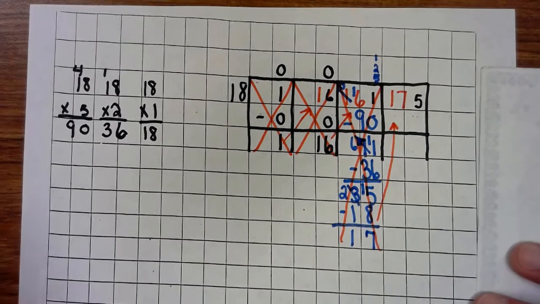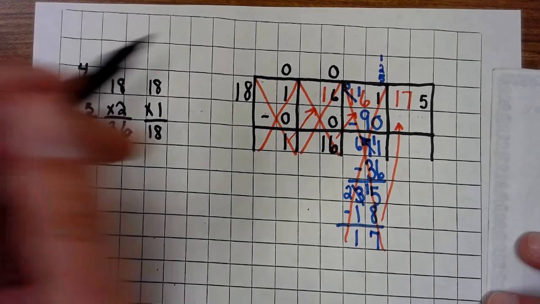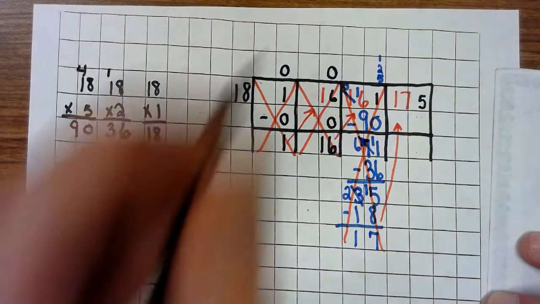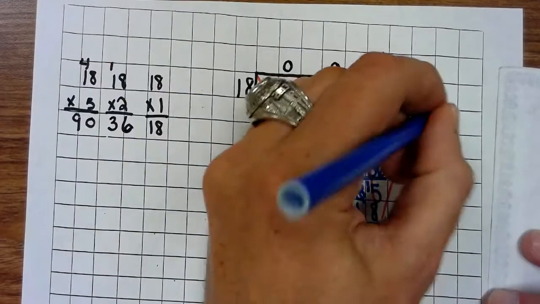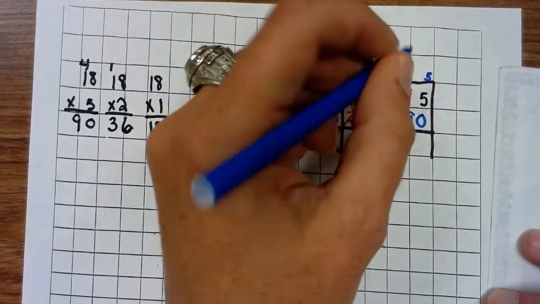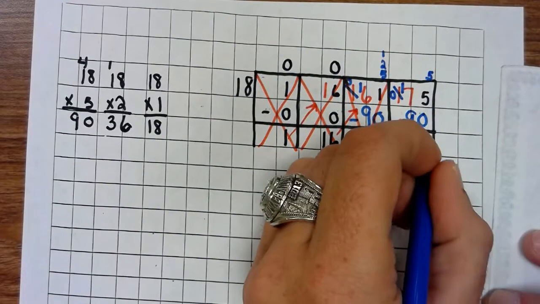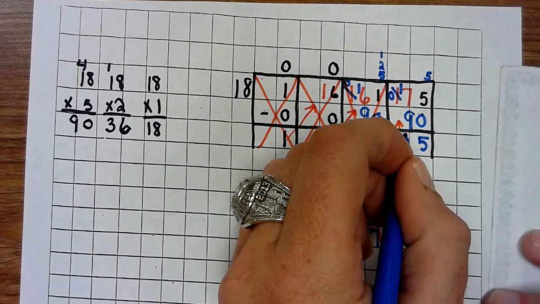And then I ask myself the same questions that I did in the previous house. Can 90 fit into 175? Yes, it can. So I put a little 5 on top of my house. I have to borrow again. 5 minus 0 is 5. 17 minus 9 is 8.